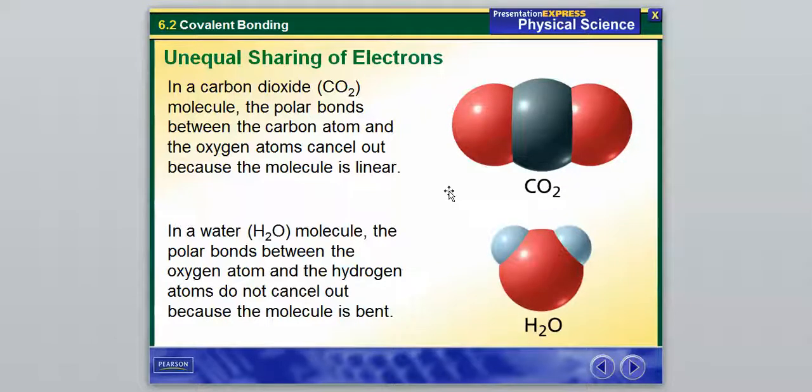Carbon dioxide has polar bonds between the carbon atom and the oxygen atoms, and they cancel out because the molecule is linear. Hopefully you can see right in here that this molecule goes straight across. So that's a linear molecule. Those polar bonds will cancel one another out, and overall carbon dioxide is going to be nonpolar. We'll get more in depth on the next slide. And in a water molecule, the polar bonds between the oxygen atom and the hydrogen atoms do not cancel out because the molecule is bent. Hopefully you can see here these two hydrogens sticking off don't just go straight across the line like the CO2 molecule does.